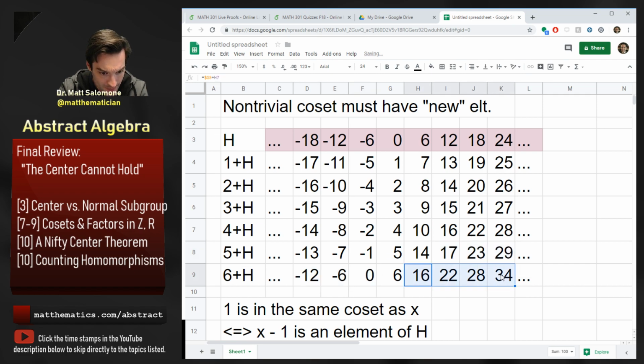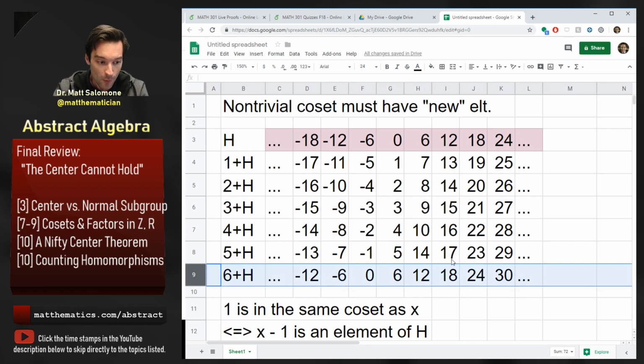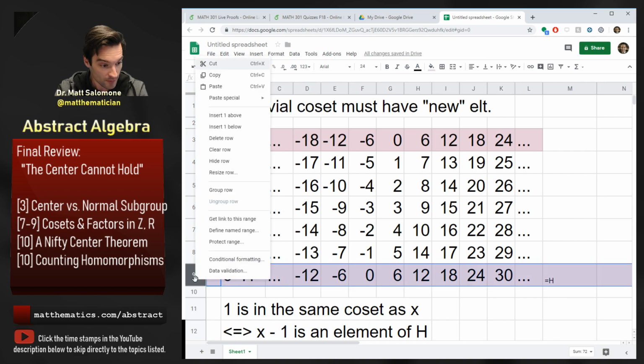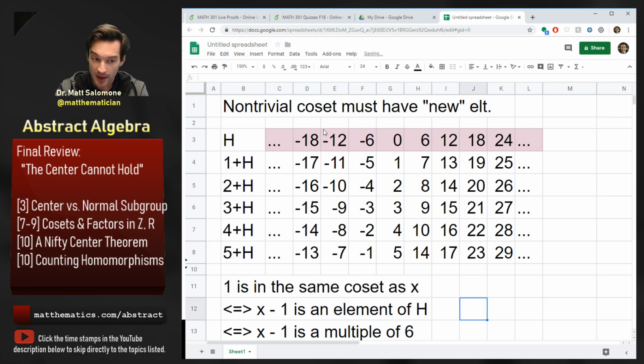But whatever. Okay. So I keep doing this process, and every time I do, I get another coset of the original subgroup H. But what do you notice? Once we get to 6 plus H, we actually end up getting the very same elements that we started with on this row: negative 12, negative 6, 0. These are all just the multiples of 6. And so what I ended up with here is just the original subgroup H again. So rather than listing it as a new row, we'll just hide it. And here then are my 6 cosets of H: H, 1 plus H, 2 plus H, 3 plus H, 4 plus H, and 5 plus H.